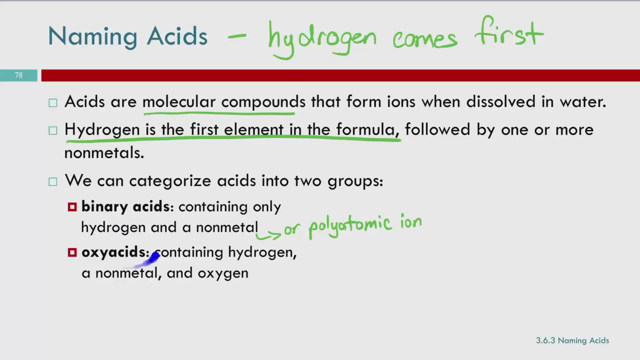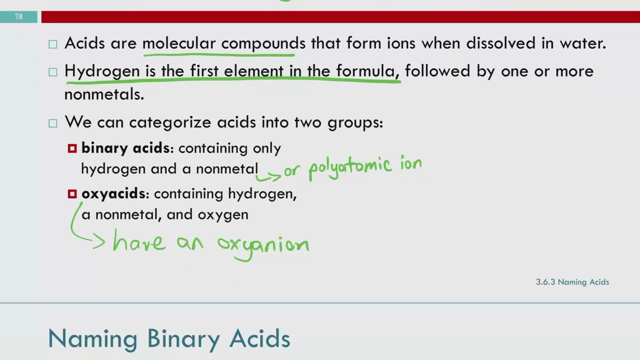The second group is oxyacids, the oxy here meaning oxygen. Our oxyacids have an oxyanion. So any of the ones that is up in the top 2 sections of our green sheet, anything that ends in ate or ite, that's what we're talking about here for our oxyacids. So a polyatomic anion that has oxygen in it.